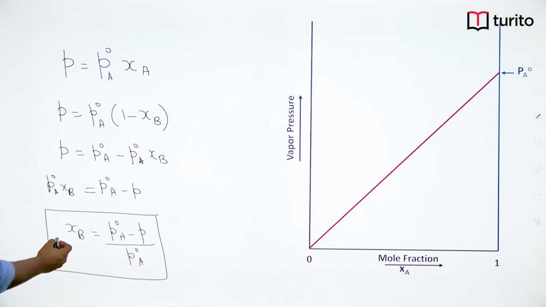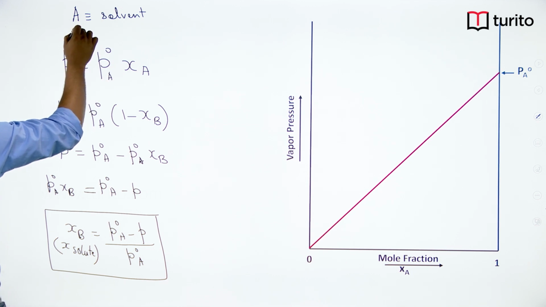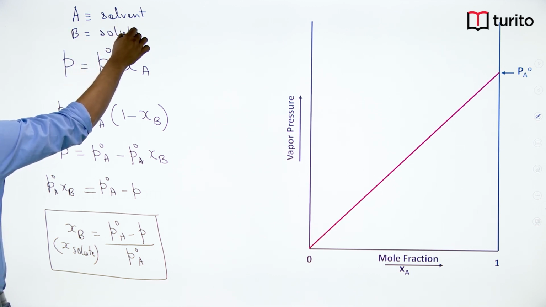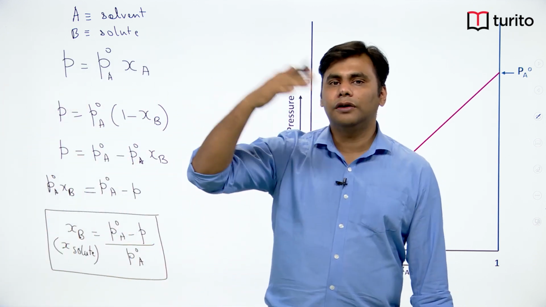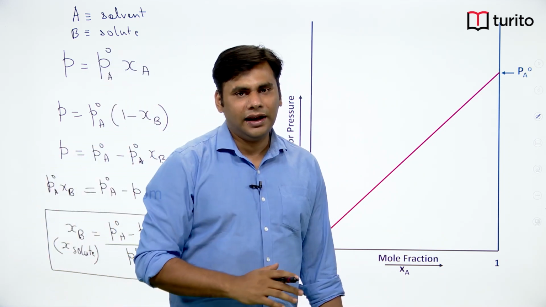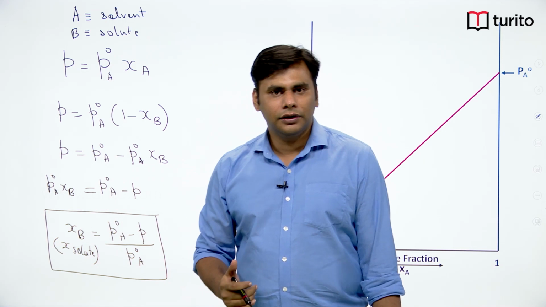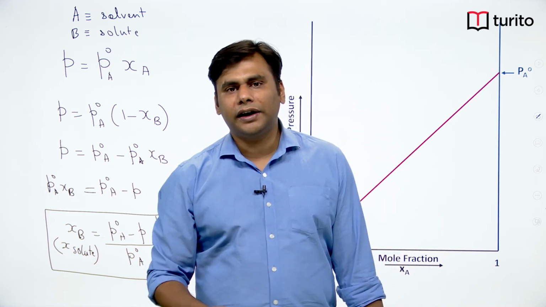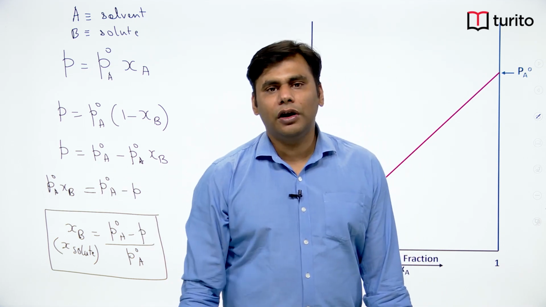XB is basically the mole fraction of solute, because we have assumed that A is the solvent and B is the solute. If to a solvent A we are adding a solute B, initially only solvent was present, so the vapor formed would be of solvent only, and the vapor pressure would correspond to that of pure A. Now when we add a solute B, the surface will be occupied by the solute B as well as the solvent A, so the number of particles of solvent A on the surface would decrease and hence the vapor pressure would decrease.